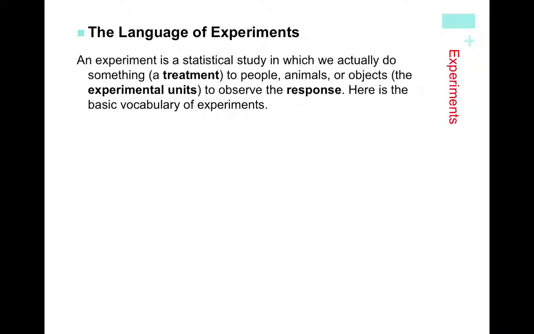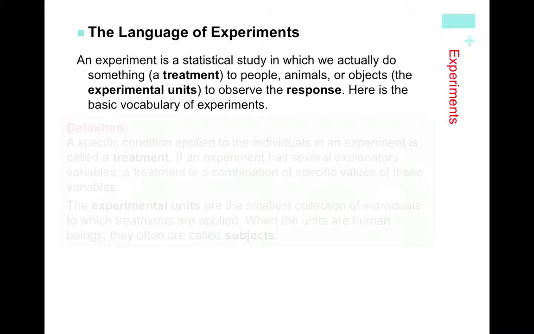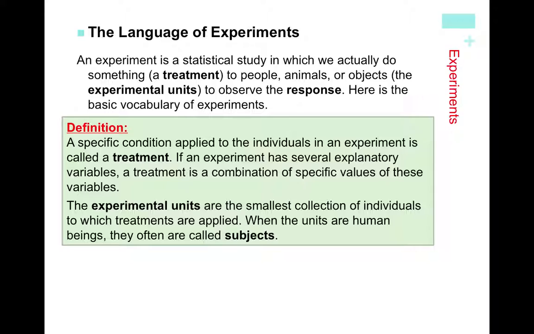Here is the basic vocabulary of experiments. Okay, so the treatment is the actual, quote unquote, experiment that you're going to be doing. So, what you're looking to change or what you're looking to see if there is a change, if something happens, you're actually going to want to impose some kind of experiment or some kind of treatment. The experimental units are the smallest collection of individuals to which the treatments are being applied. So those could be people, places, objects, or animals. When the units are human beings, we often call them subjects.